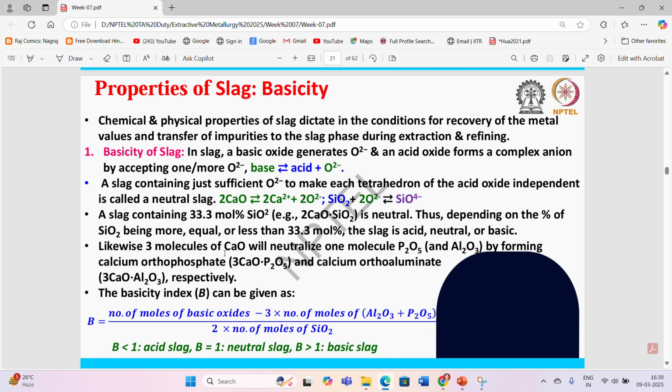A slag containing just sufficient oxygen anions to make each tetrahedron of the acid oxide independent is called a neutral slag. A slag containing 33.3 mole percent SiO2 is neutral. Thus, depending on the percentage of SiO2 being more, equal or less than 33.3 mole percent, the slag is acid, neutral or basic. So depending on the SiO2 content, we can decide whether the slag is acidic, neutral or basic in nature. Likewise, three molecules of CaO will neutralize one molecule of P2O5 or Al2O3 by forming calcium orthophosphate.